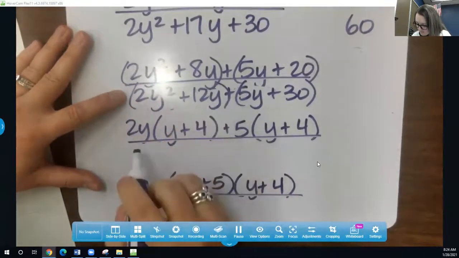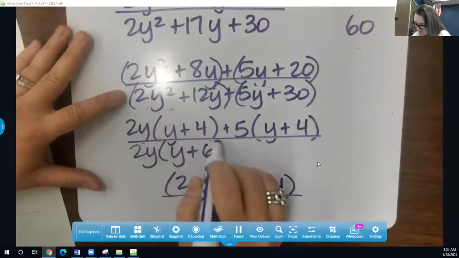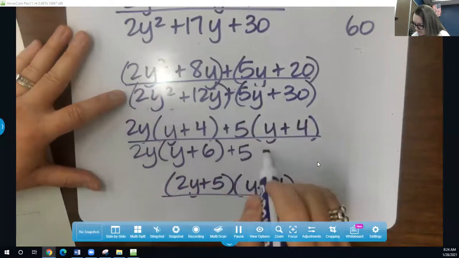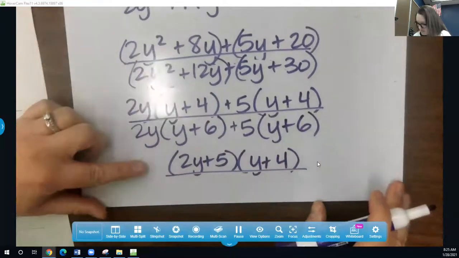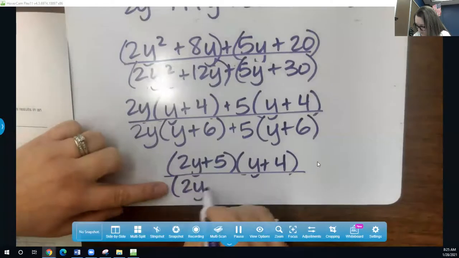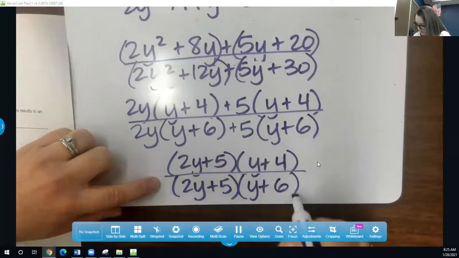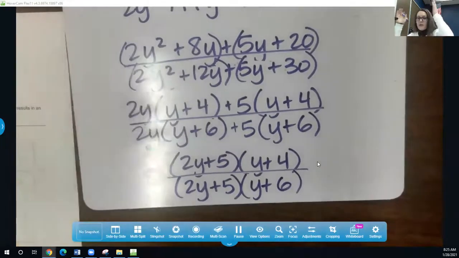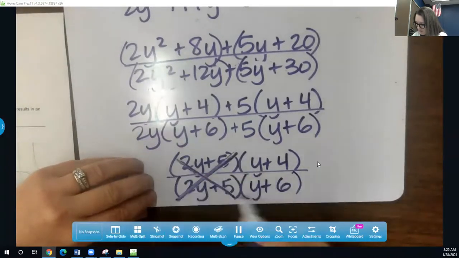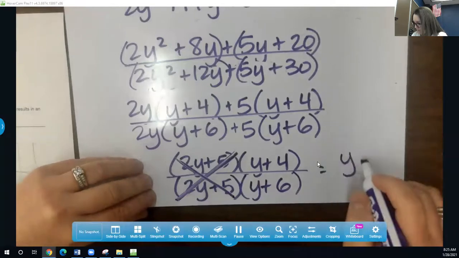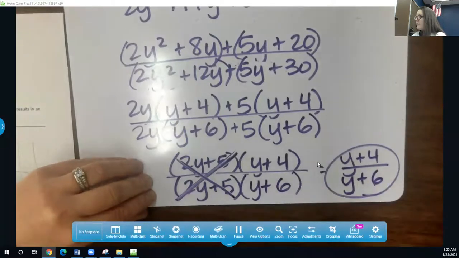What can I pull out here? I can pull out a 2y. This is looking pretty good. y plus 6. I can pull out a 5 here, and that's going to be a y plus 6 again. So down here, my factored form: 2y plus 5, take my first two, and then I have a y plus 6. All right, so factor, factor, factor, right? Always be factoring. It looks like I'm going to match my binomials here, and I can cancel those out. So my simplified form is y plus 4 divided by y plus 6 is my answer there, okay?